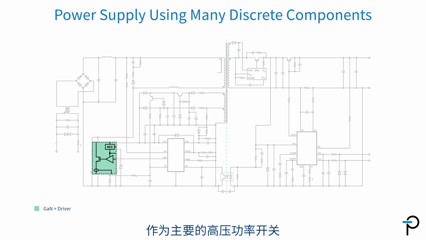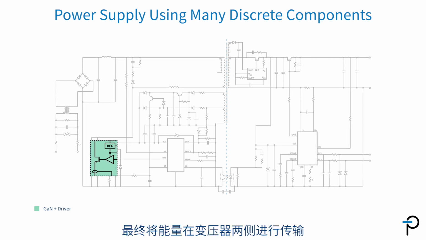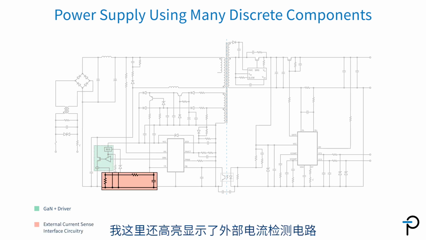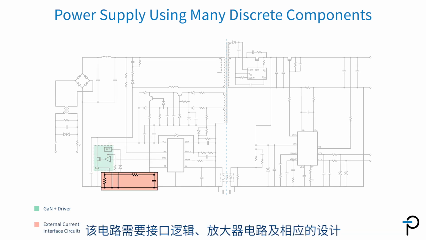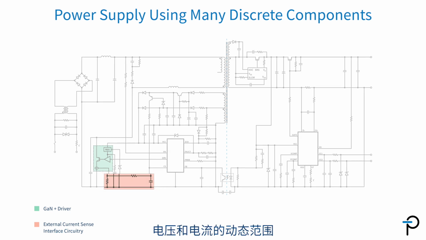That's the main high voltage power switch that's responsible for executing the switch mode power supply function that ultimately transmits the energy across the transformer. I've just highlighted the external current sensing. That circuitry requires interface logic, amplifiers, and design. It also tends to limit the dynamic range of the power supply in both voltage and current.